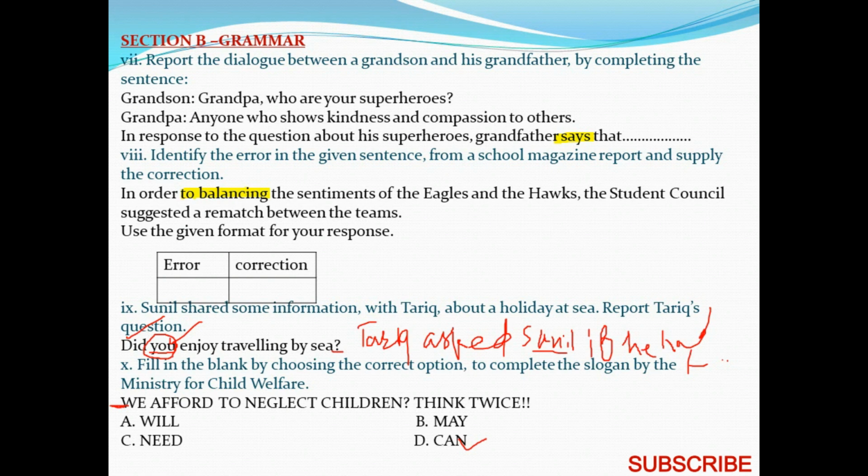Next one, 10th. Fill in the blank by choosing the correct option to complete the slogan by the Ministry of Child Welfare. We afford to neglect children. Think twice. So here you have blank before we. It is left here. Can we afford? Can means to say do we have that chance or ability or possibility that we can afford to neglect children. Think twice. So can is the right answer here, modal verb.